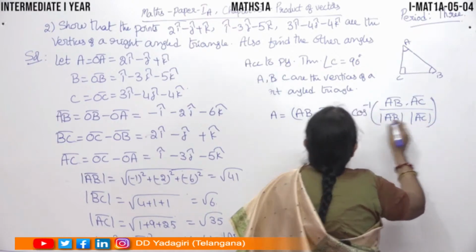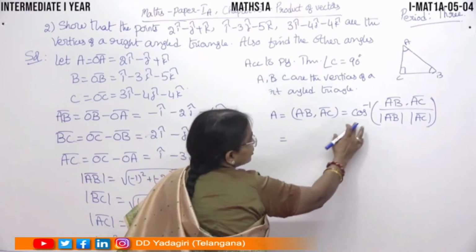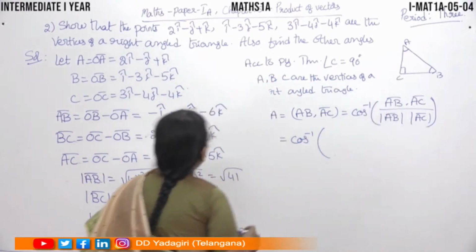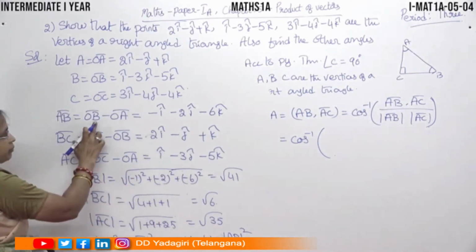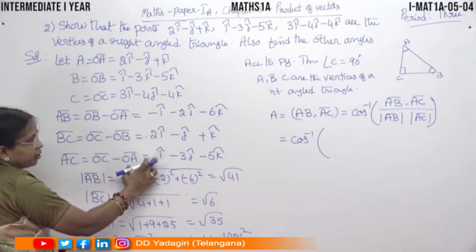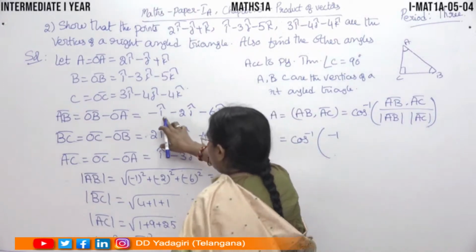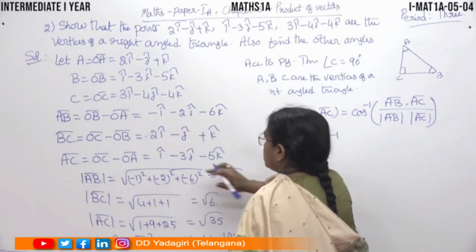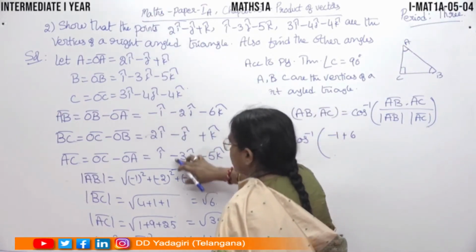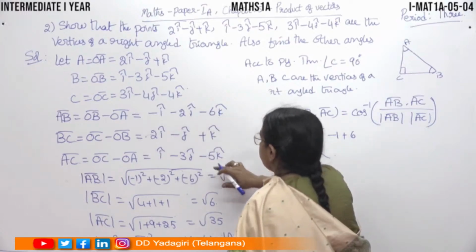So this problem is very important. You please try this problem. Learn the method. So cos inverse of, what is AB dot AC? We already found AB and also AC. So find AB dot AC. Minus 1 into 1, that is minus 1, and then minus 2 into minus 3 is plus 6, and then minus 6 into 5.